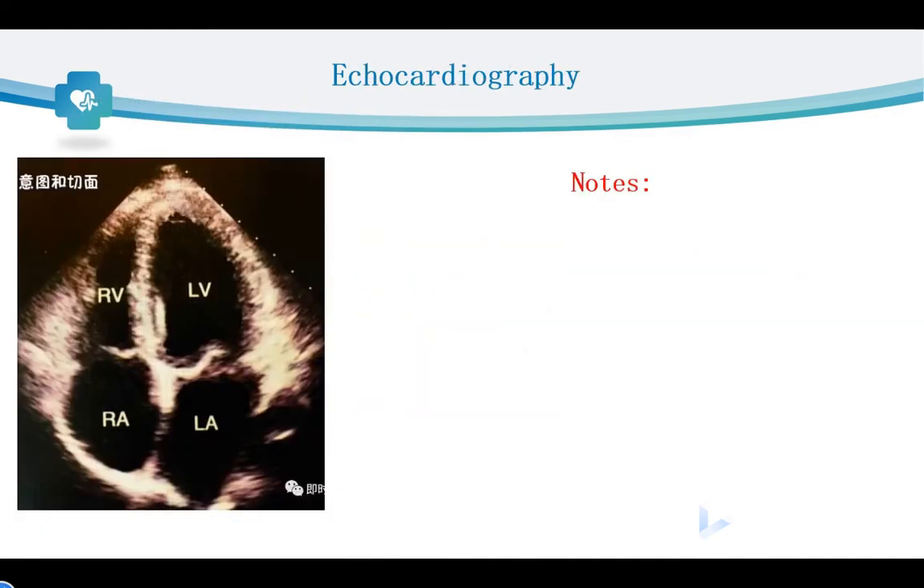About the echocardiography, it's the most important examination to evaluate the structure of the heart and the function of the left heart. And we can also measure the pressures of the pulmonary artery. This picture shows the image under the ultrasound.